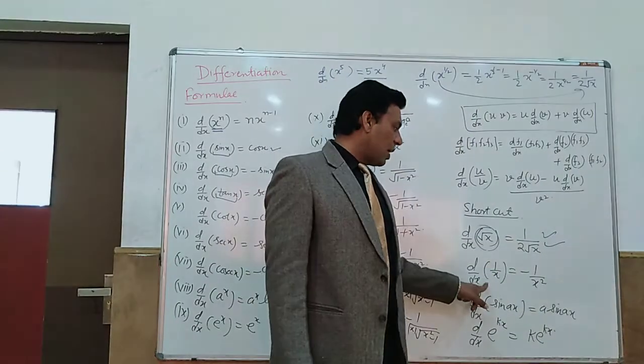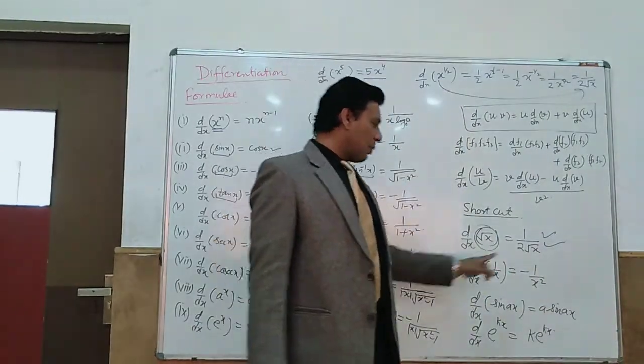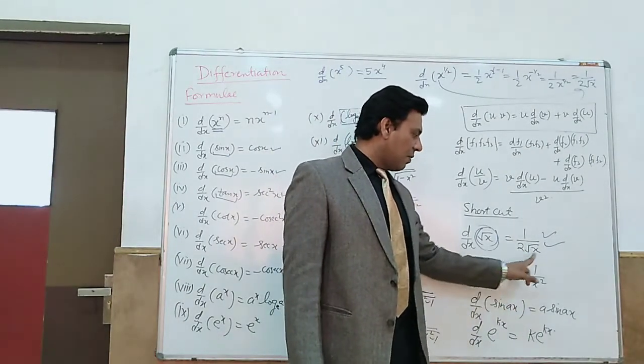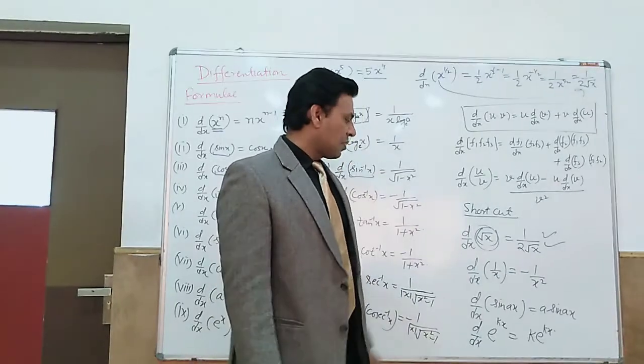Now the differentiation of 1 upon x, in the same manner we can prove it, but we will use it directly, that the differentiation of 1 upon x is minus 1 upon x square.